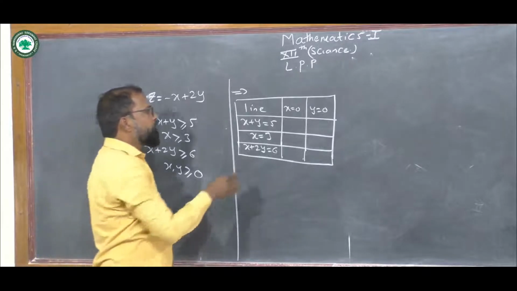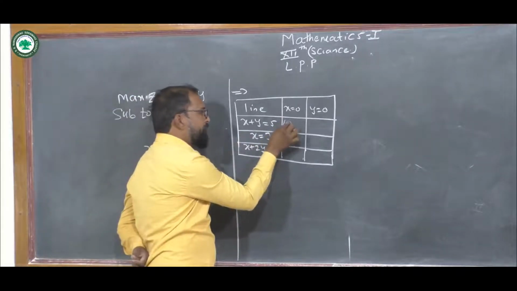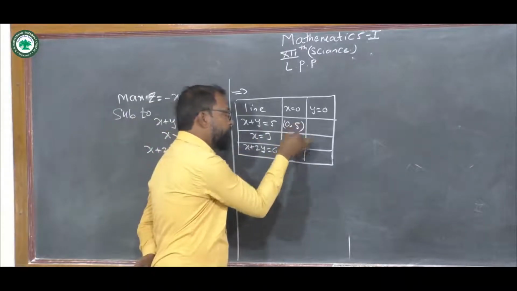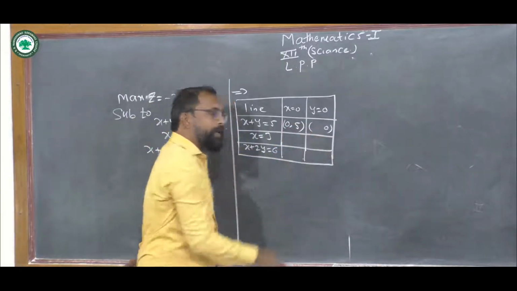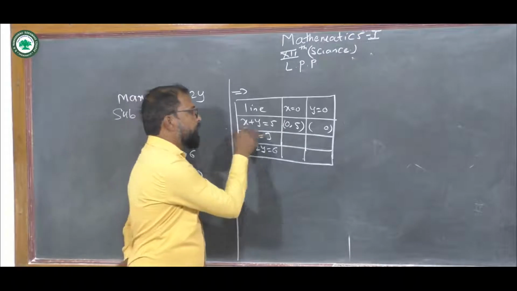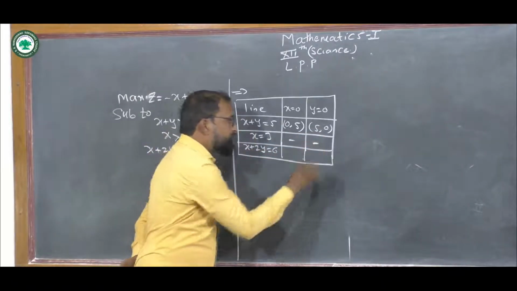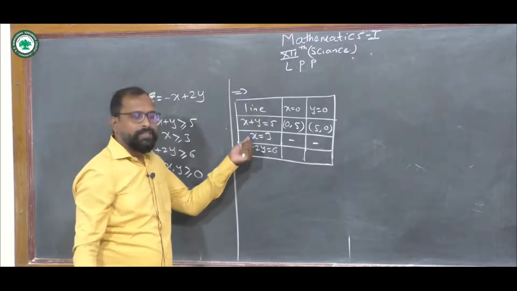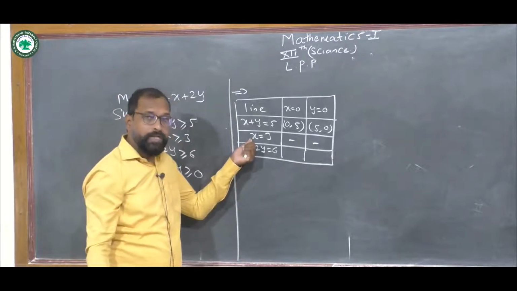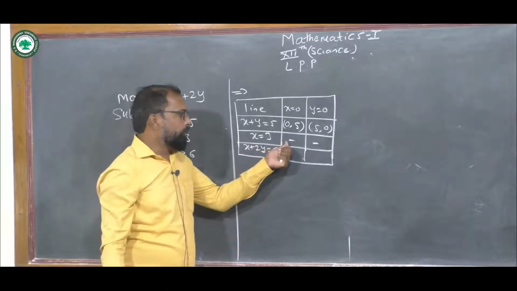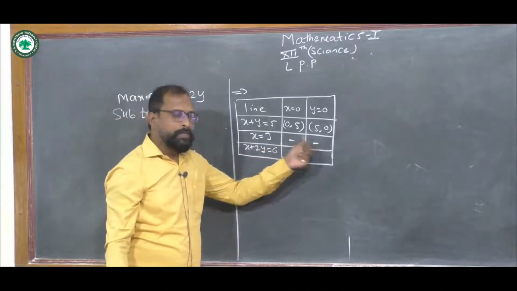Now for the first line, if we put x equals to 0, we get y equals to 5. Similarly, if we put y equals to 0 here, we get x equals to 5. Now for the second line, it is the standard line passing through x equals to 3 parallel to the y axis. So there is no need to find the points.